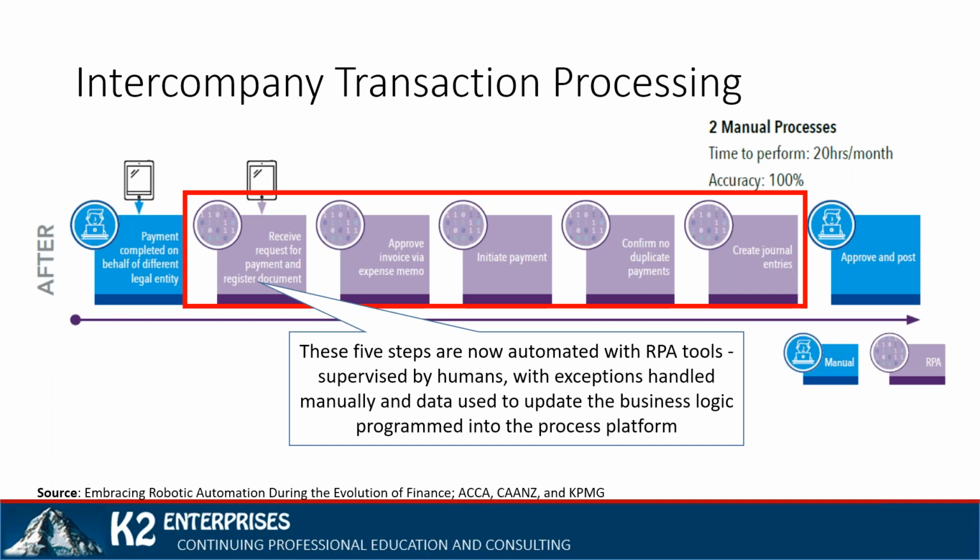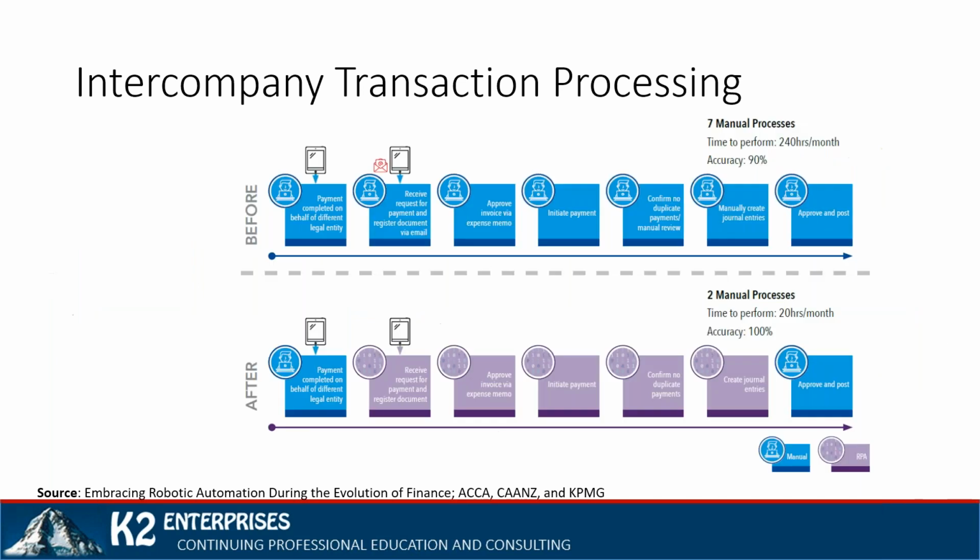Okay, so what happened here is we took these 5 steps in the middle and automated them with RPA tools, robotic process automation tools, and the exceptions are handled manually, and the data is used to update the business logic that's programmed into the process platform. Okay, so this shows you just those 2 side by side. Notice again that we went from 6 person weeks per month to half a person week per month. So it's a significant savings in time and work.